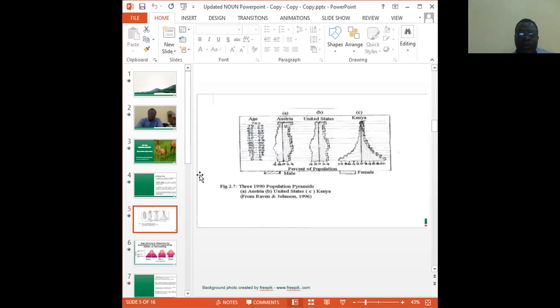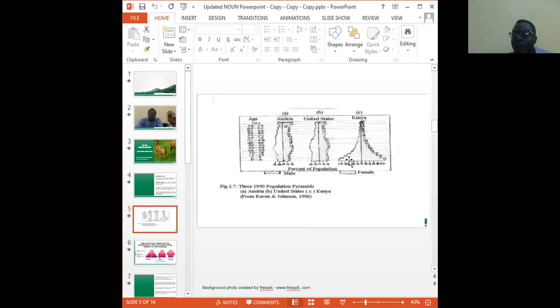The shapes of these pyramids reflect the birth and death rates of the population. What we're trying to say is that, take for example, the population in Kenya. From 0 to 4 years, you can see how the population is, assuming this is 0 to 10 and 0 to 10 this other way.